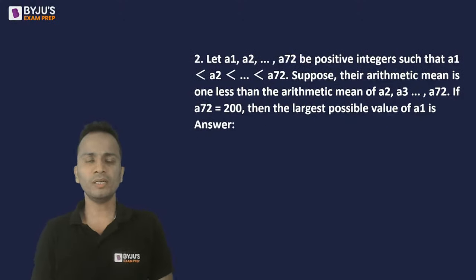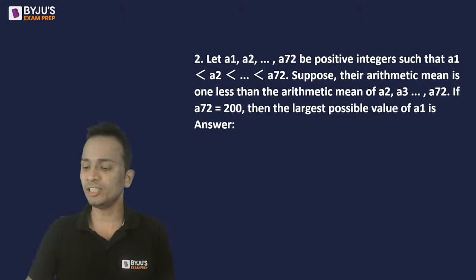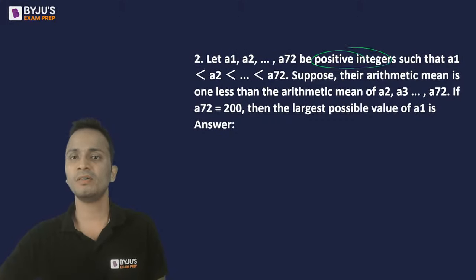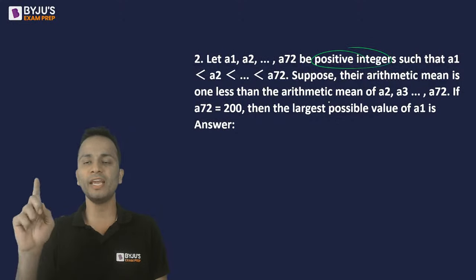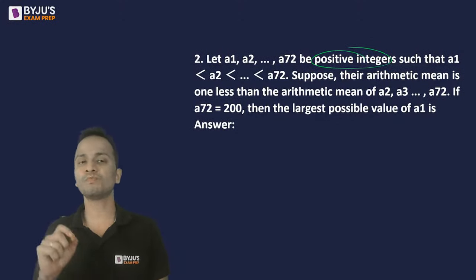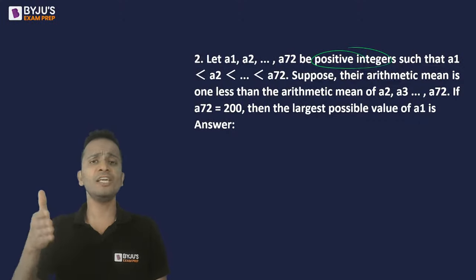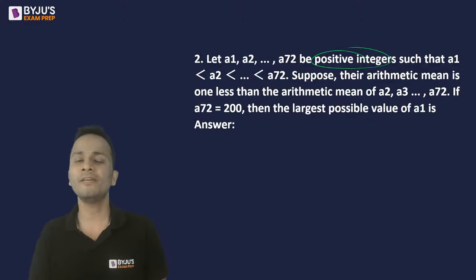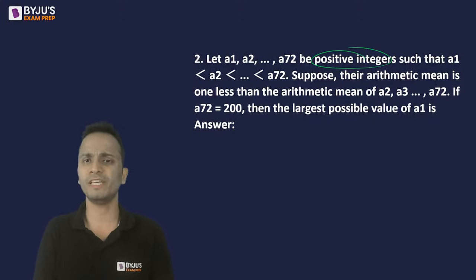This was question number 1. Question number 2 on your screen now. Now this is a very tricky question. Now let A1, A2 up till A72 be positive integers. Important. Positive integers such that A1 is less than A2 is less than A3 and so on. So basically A1, A2, A3 and so on, these are in increasing order and all of them are positive integers. All of them are natural numbers.